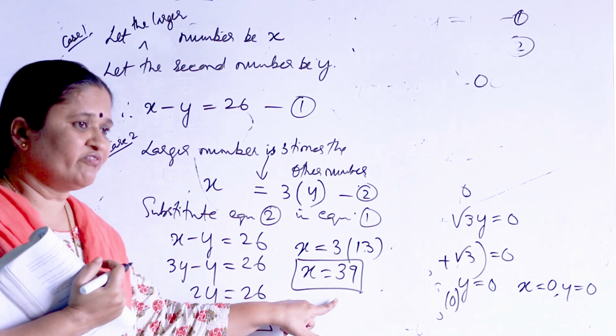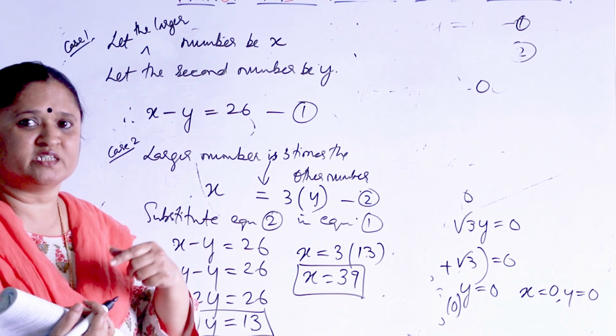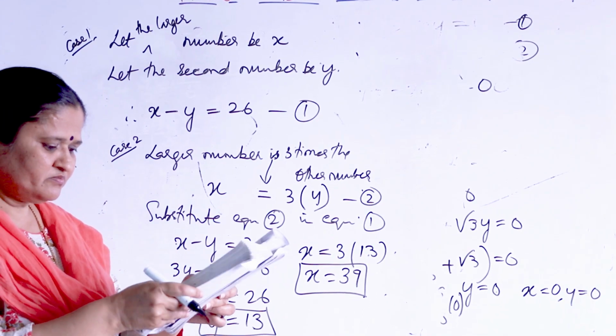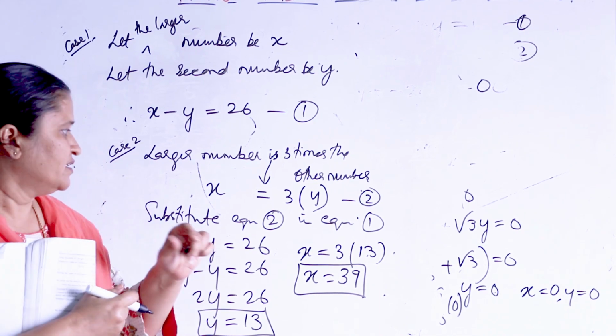And verify your answer by substituting it in the given word problem. And the problem says the difference between the two numbers is 26, right? That means you check exercise 3.3, third problem.